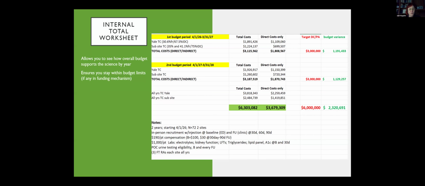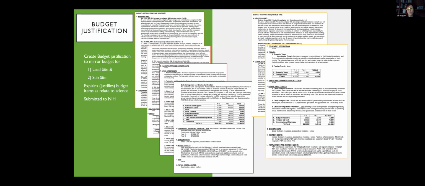Okay, so I want to make sure we get through this. Now this is your budget justification, and these are just examples, with the red being the lead site and the yellow being the sub site. You're actually going to say exactly what each of these people do. We have examples of this that we can always share with you, of what a PI would do, what a co-I does, what the RAs do, what everybody does during this award, and what each of these monies are coming from and why you need them.